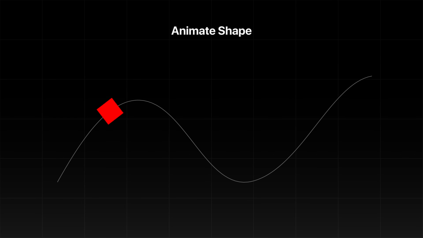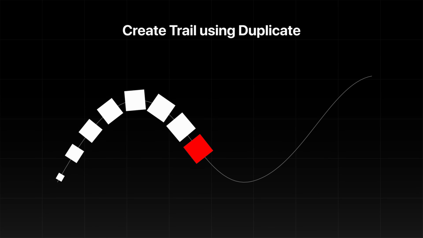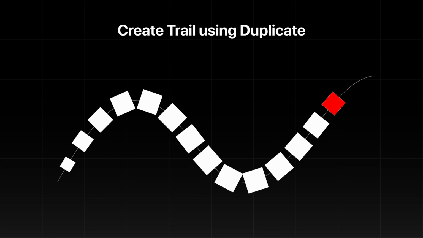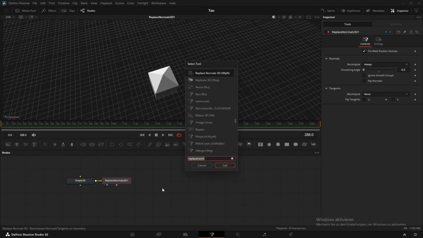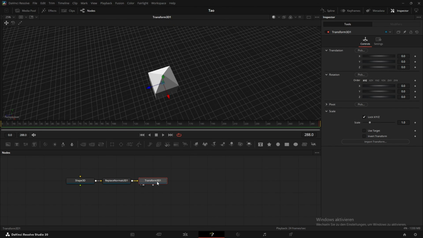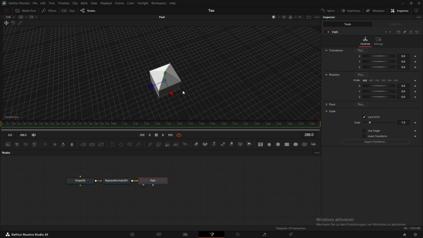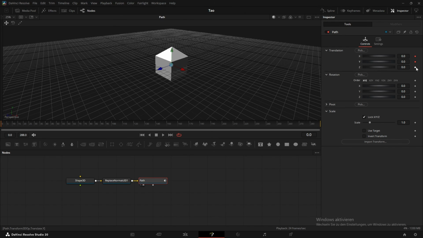The way that this will work, we will just keyframe position and that will create the path. And then we will use a duplicate 3D node and time offset the duplicates, essentially creating a trail. So let's just start by adding a transform 3D node. We can call this path. Let's just animate it. Let's set keyframes at 0, go to frame 200.